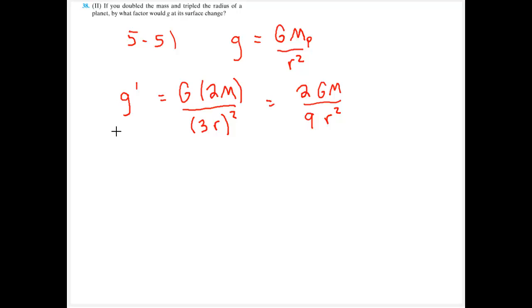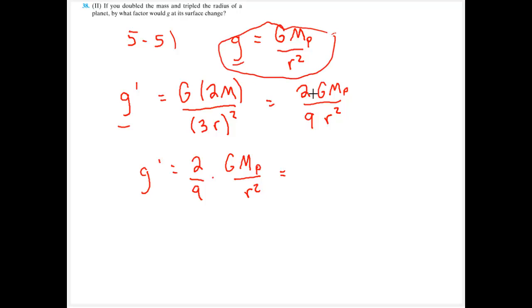And I compare that expression for g with my original expression for g, and I see that g prime is going to be 2/9 multiplied by big G mass of the planet divided by the radius squared. That's going to look a heck of a lot like my expression for g right here. So 2/9 of the initial gravity is going to be the gravity if you double the mass and triple the radius. So much smaller, actually, about 22% of the initial gravity.